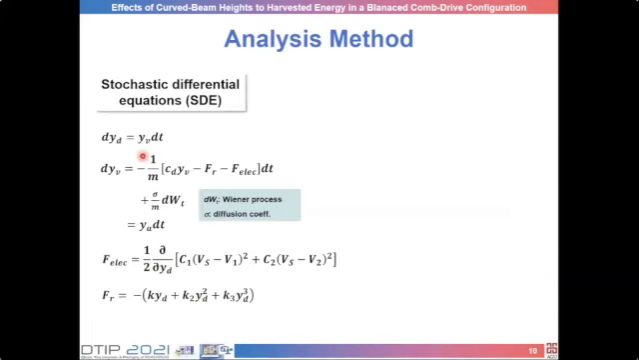Now let me talk about the methods used for the analysis. Mainly we use stochastic differential equations. The first one is the velocity. The second one is a motion equation, which includes the external force term. This one models the random vibration. A Wiener process was used to model the random vibration, and sigma is the diffusion coefficient that sets the strength of the acceleration.